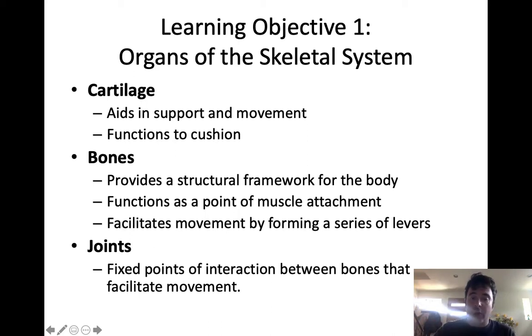Finally, we have joints. Joints are fixed points of interaction between bones that facilitate movement. Joints are also called articulations. So I may use the term joint, or I may use the term articulation to describe some of the joints you need to know. Within your lab, one of the joints you need to know is the knee joint. So that's just something to pay attention to. That's the only joint you need to know in detail for this introductory class.